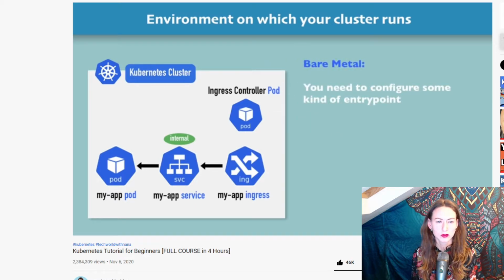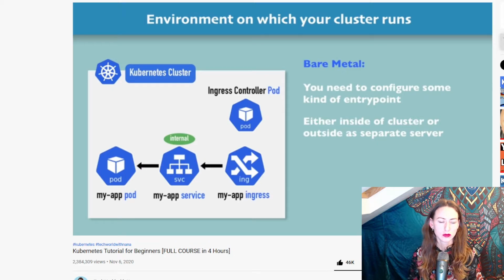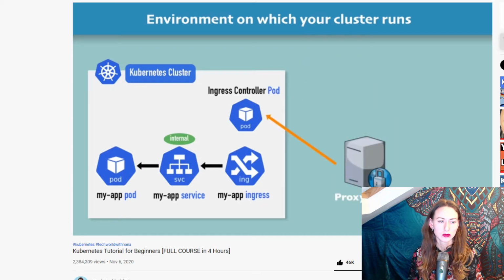Now, if you're deploying your Kubernetes cluster on a bare metal environment, then you would have to do that part yourself. So basically, you would have to configure some kind of entry point to your Kubernetes cluster yourself. And there's a whole list of different ways to do that, and I'm going to put that also in the description. But generally speaking, either inside of a cluster or outside as a separate server, you will have to provide an entry point. And one of those types is an external proxy server, which can be a software or hardware solution that will take the role of that load balancer and entry point to your cluster.